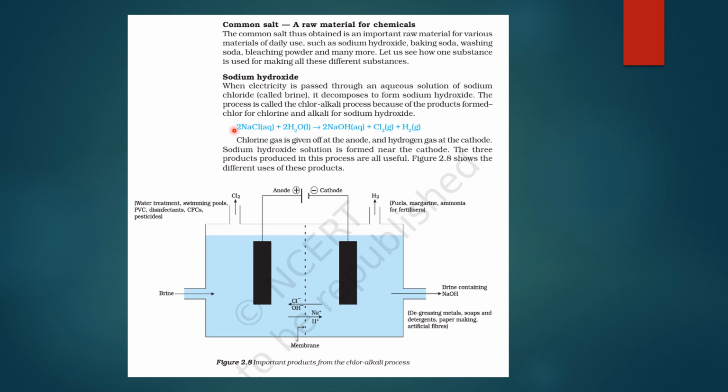तो इसकी जो रिएक्शन है वो क्या होगी? NaCl plus H2O gives 2NaOH plus Cl2 plus H2. So chlorine gas and hydrogen gas are released, chlorine at anode and hydrogen at cathode, right? And sodium hydroxide solution is formed near the cathode. All right. So these three products you get, and just go through this particular setup also.